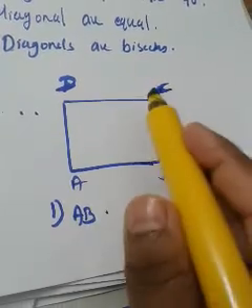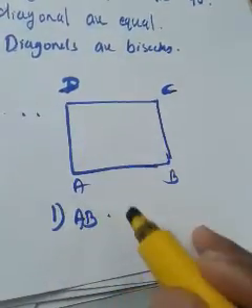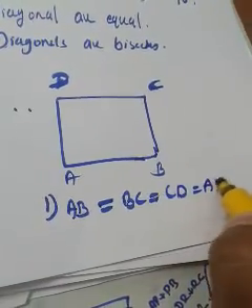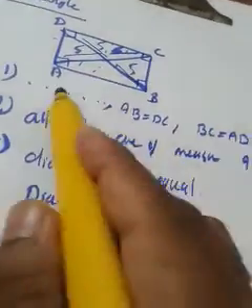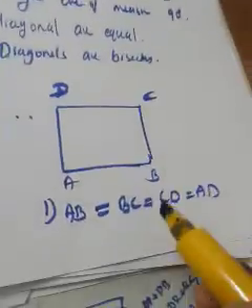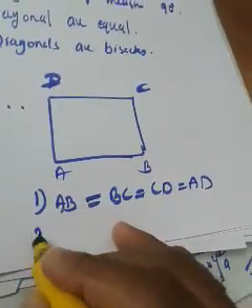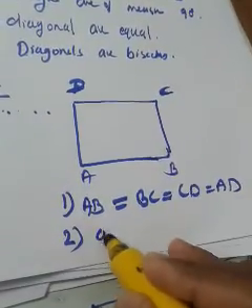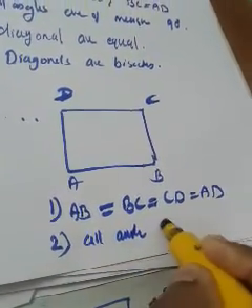AB should be equal to BC should be equal to CD should be equal to AD. That means AB is equal to BC is equal to CD is equal to AD. All the sides should be equal, whereas in the rectangle only opposite sides are equal. But in the case of a square, all the sides are equal. You may understand.